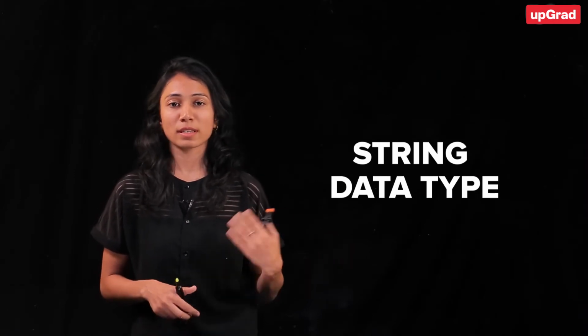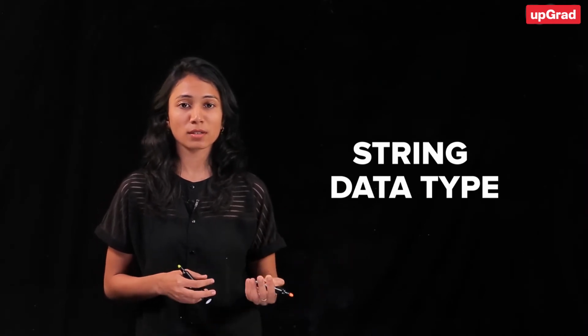Alright, so now you have a slight idea about what data types are. Let's move on to the data types in JavaScript. Let's start with string data types. So in strings, whatever your keyboard can output on the screen, let's say numbers, characters or special characters, a string can hold them all.